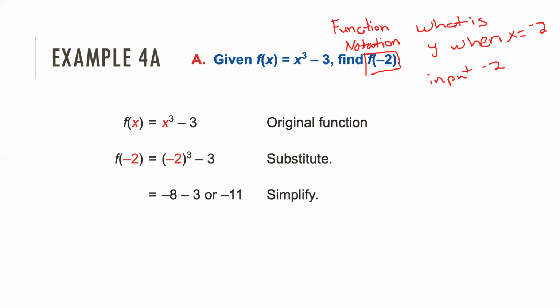So when we go ahead and simplify, we're going to do -2 cubed. So that means we're going to do -2 times -2 times -2. And if you need to see this written out, that gets us 4 times -2, which gets us -8. So that's how they get the -8 here, minus 3, which is equal to -11. So that means f of -2 equals -11.